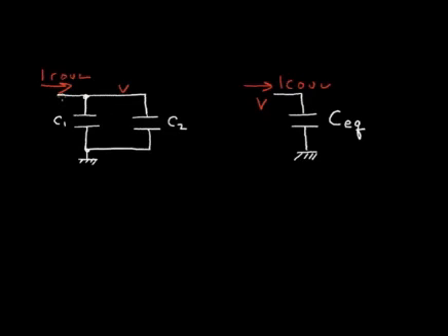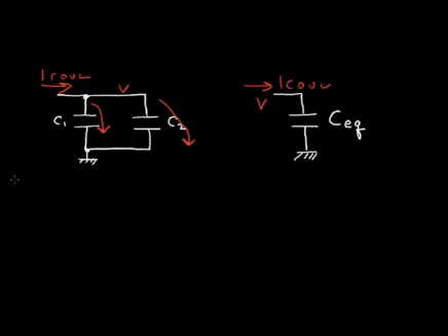Now, when I add the charge to the left side, some of it will go on to C1 and some of it will go on to C2. The larger capacitor will consume most of the charge. So let's see if we can derive an equation for the equivalent capacitor.